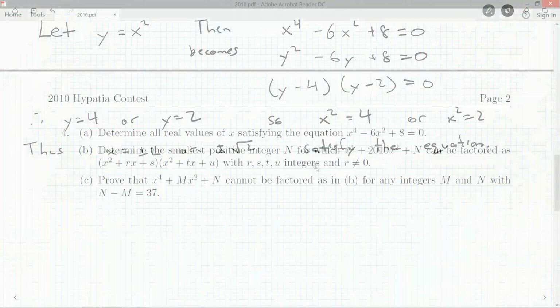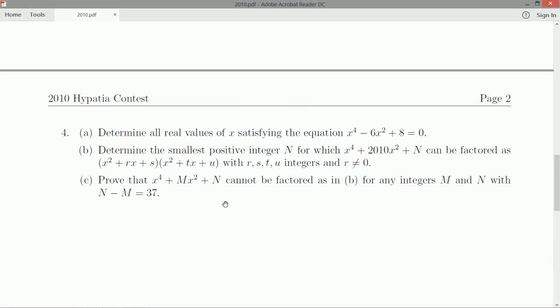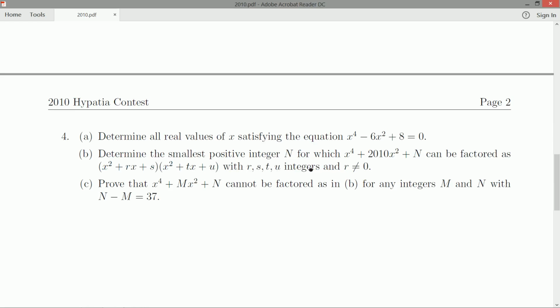Now, let's get back to the question. 4b. Determine the smallest positive integer n. So now we don't want real numbers, we want positive integers n, for which x to the 4 plus 2010 x squared plus n can be factored as x squared plus rx plus s, x squared plus tx plus u, with r, s, t, u integers, and r not equal to 0. Okay.